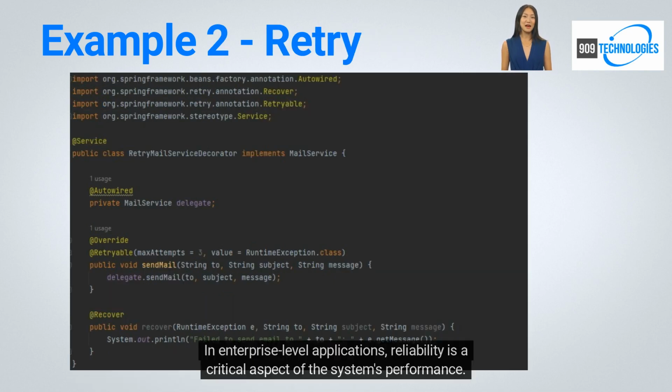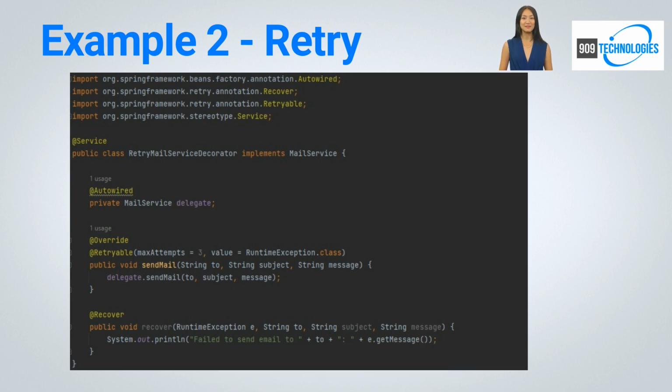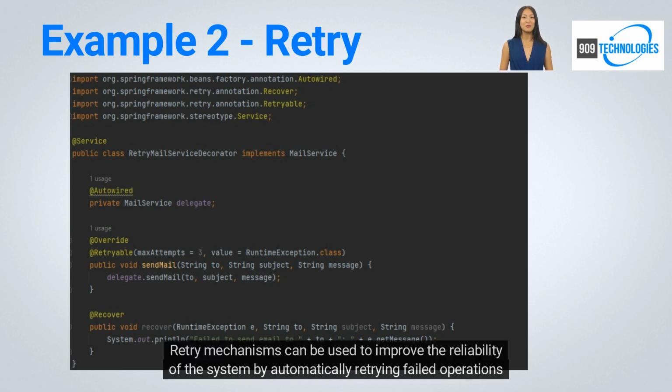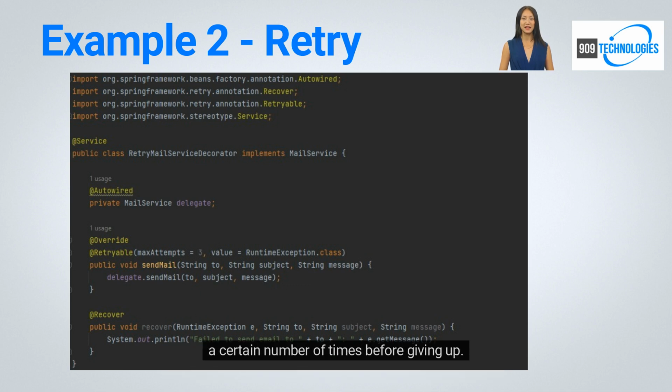In enterprise-level applications, reliability is a critical aspect of the system's performance. Sometimes, network or service issues can cause operations to fail, resulting in a poor user experience or even data loss. Retry mechanisms can be used to improve the reliability of the system by automatically retrying failed operations a certain number of times before giving up.